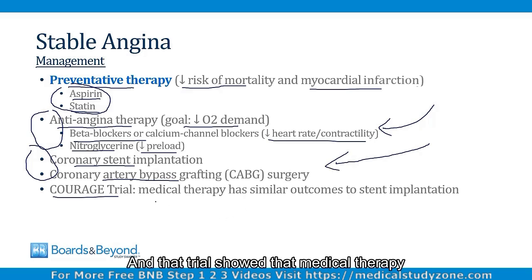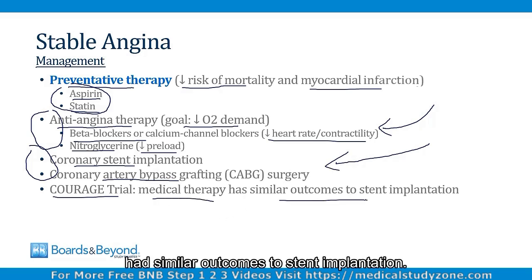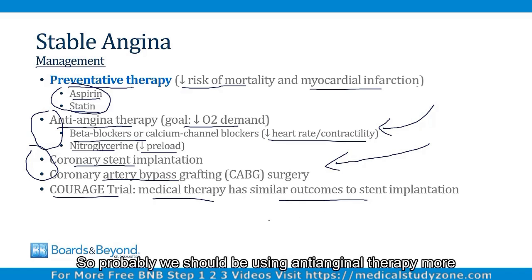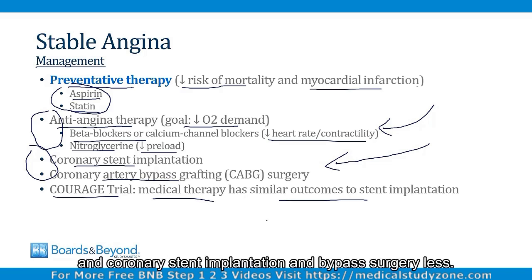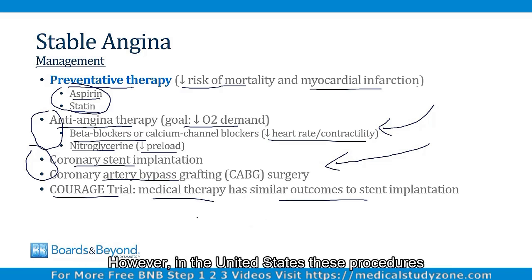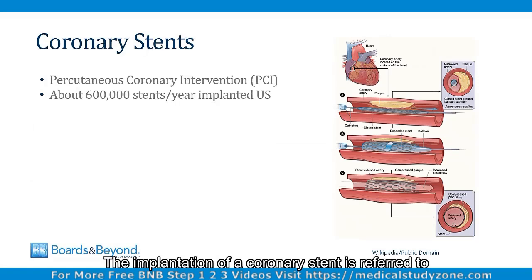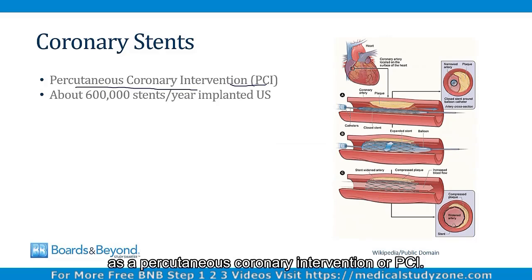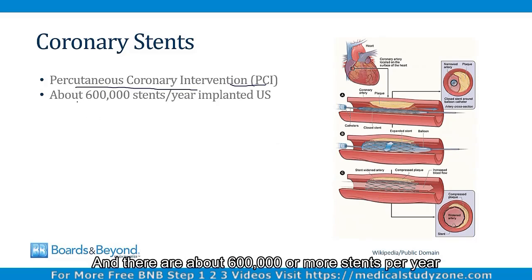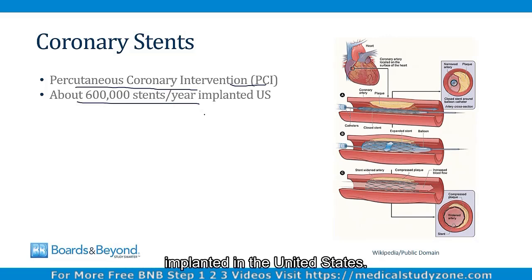And that trial showed that medical therapy had similar outcomes to stent implantation. So probably we should be using anti-anginal therapy more and coronary stent implantation and bypass surgery less. However, in the United States, these procedures are very popular and very common. The implantation of a coronary stent is referred to as a percutaneous coronary intervention, or PCI, and there are about 600,000 or more stents per year implanted in the United States.